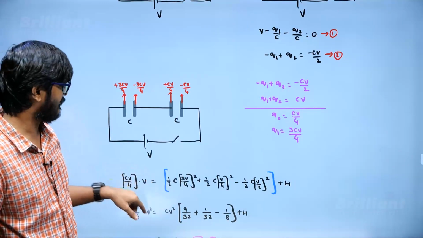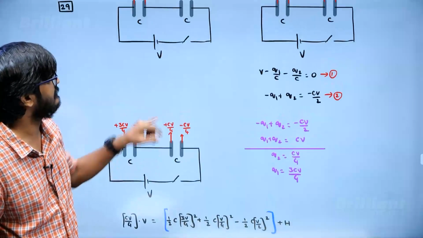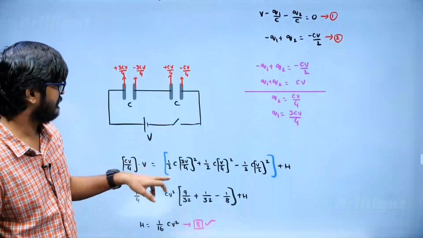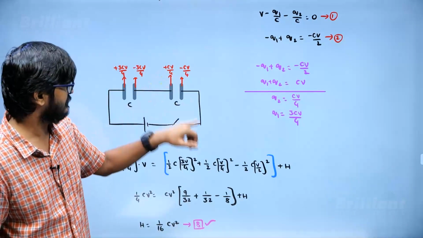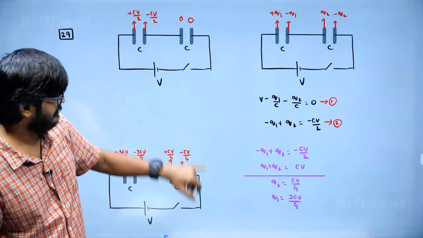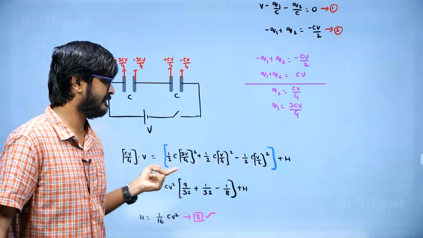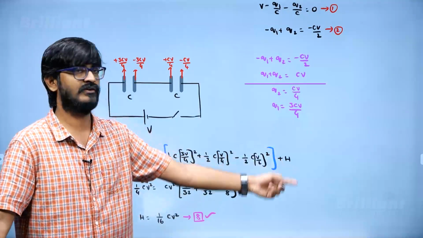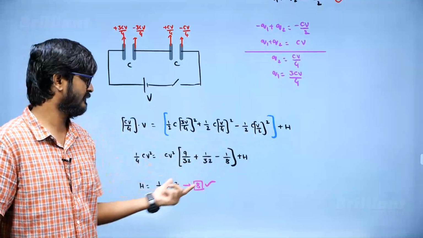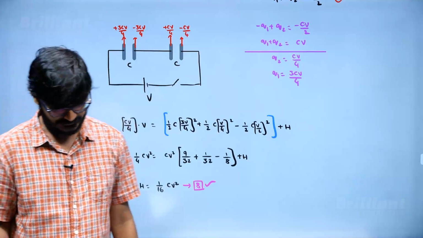Out of this work done by the battery, how much is going as change in internal energy of the capacitor? That is this internal energy plus this internal energy minus initial internal energy. This is the change in internal energy of the capacitor, and the remaining will go as heat. When you calculate heat, you will be getting the answer, right?